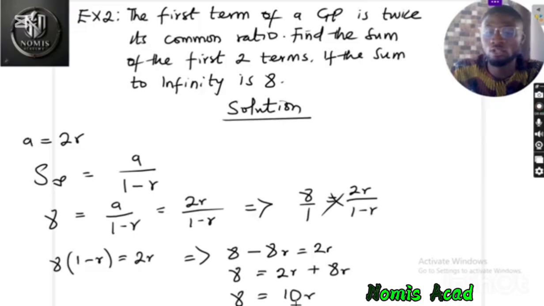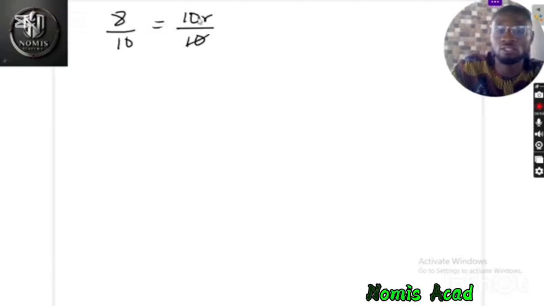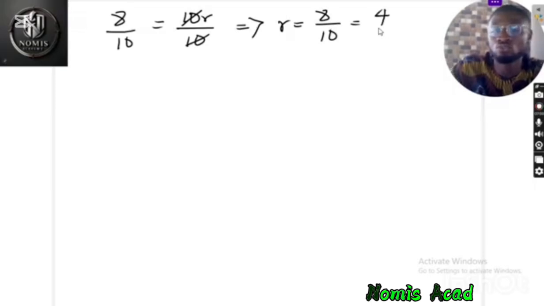So since 8 is equal to 10R, what then is the value of R? Divide both sides by 10. So that makes 8 over 10 is equals to 10R over 10. So 10 cancels 10, so I can tell that R is equals to 8 over 10. To reduce to the lowest term, R is equals to 4 over 5.